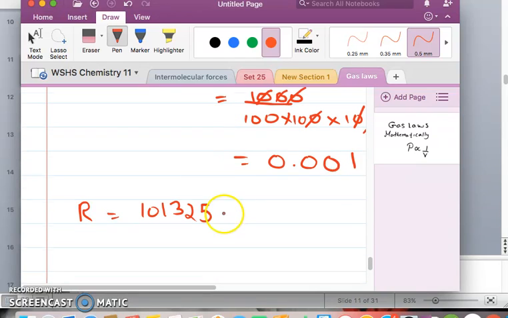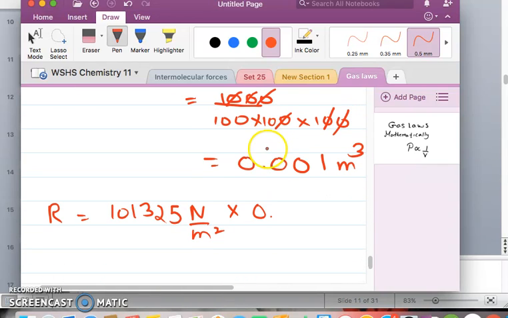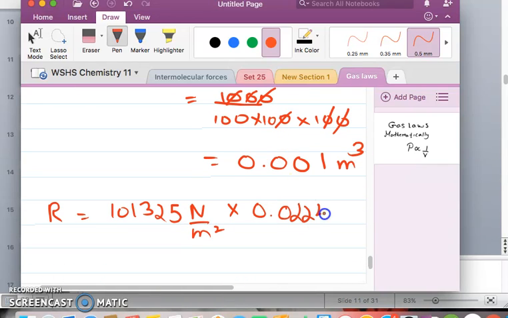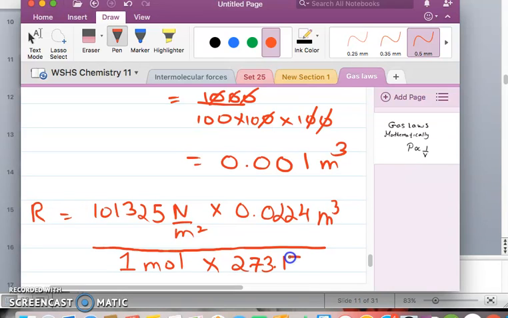I'm using the formula PV over nT. 101325 Newton per meter square. I know my volume, which is 0.0224 meter cube. We can't forget to carry the units. Remember the rule. Divided by the number of moles, which is 1 mole, and temperature 273.15 Kelvin. Tyler, would you be kind enough to put that in a calculator and get the answer?